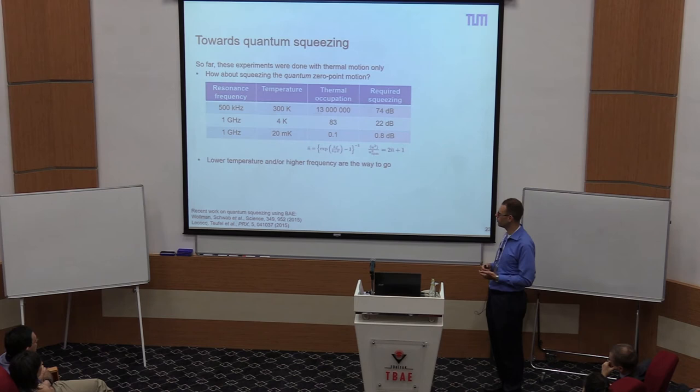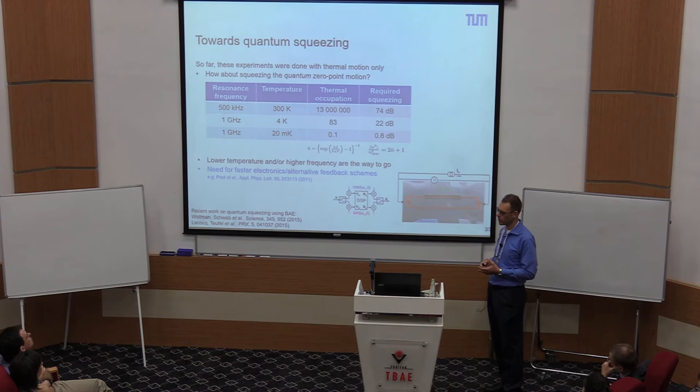Of course, if you go to higher frequencies, there are challenges. If you go to lower temperatures, there are also challenges. But I think we have shown that these are, in principle, things that we can overcome. The real question is, are there any fundamental limits? Because maybe some of you have heard about the standard quantum limit that places limits to the signal-to-noise ratio that you can achieve in an optomechanical system.